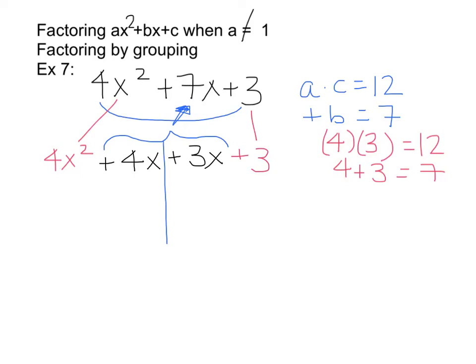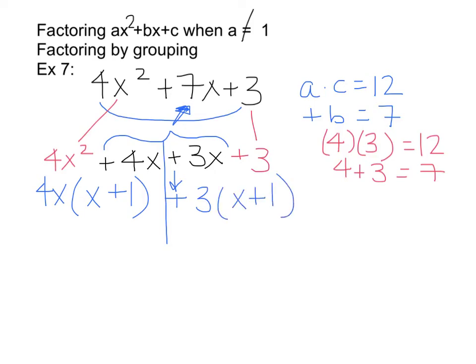What is the greatest common factor between 4x squared and 4x? They have a 4 in common, they also have an x in common, so that leaves me with x plus 1, not plus 0. Now whatever this sign is, bring it down, so we're going to bring down the plus sign. Now what does 3x and 3 have in common? 3, which also leaves you with x plus 1.